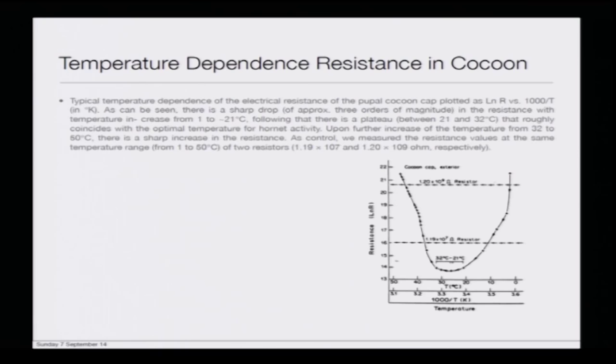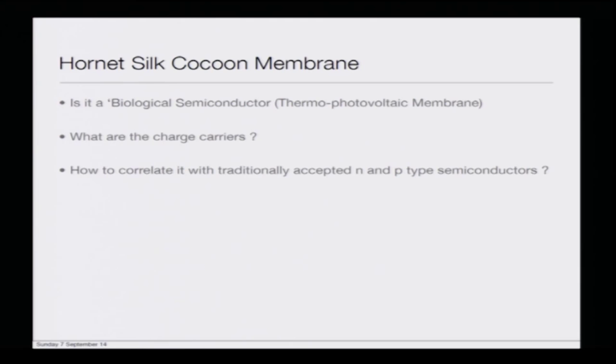Then we talked about the temperature dependence of resistance in the cocoon, and that at a specific temperature range, 20 to 30 degree centigrade, there is a significant fall in the resistance of the membrane and a sharp rise in the current. This was followed by some interesting questions which in future we will be able to answer. Is this a biological semiconductor? What are the charge carriers? How to correlate with traditionally accepted N and P type semiconductors?